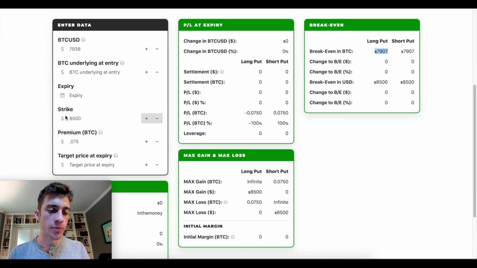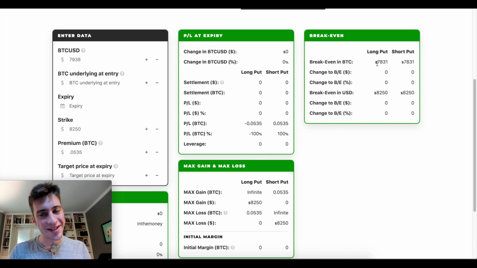With this kind of setup, with this very low implied volatility that we were able to spot using that site, you have a break even of 7,907. Hey, how about 0.054 with a strike price of 8250? That's what we're looking at. Do you guys see the difference in the break even? Do you see just how much worse your break even is? Now you're only break even if price settles below 7,831.